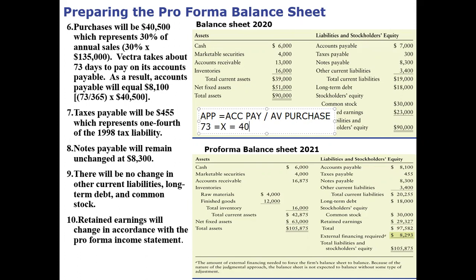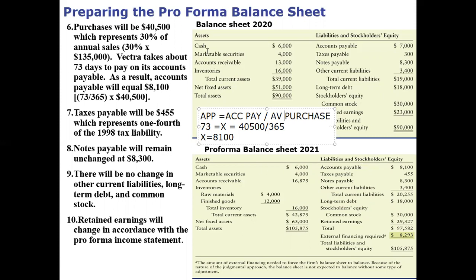And the average purchases, which is the 40,500 divided by 365, then it is easy to find the X, which is the unknown, which will represent for me 8,300, which is the accounts payable, as you see here. Sorry, 8,100, which represents the accounts payable. So this is by using the average payment period and account payable. How can I find it? Average purchases, which is given here, will be 40,500.